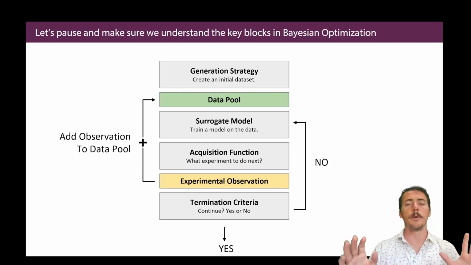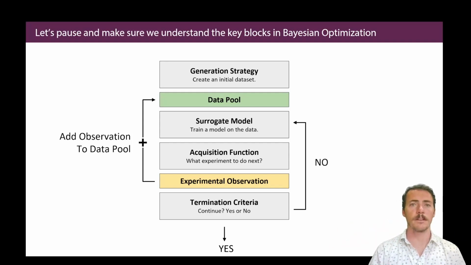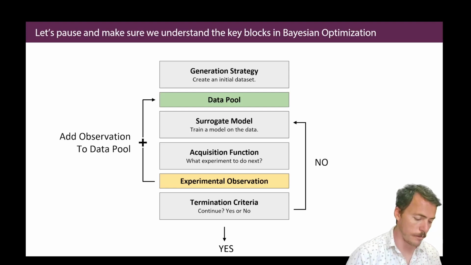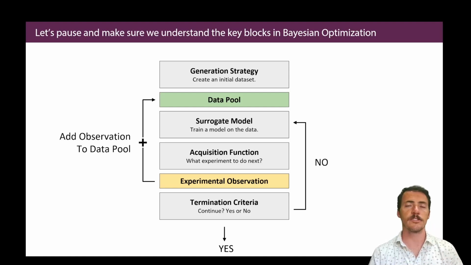Okay, let's pause for a moment and make sure that you understand all the different key blocks that go into Bayesian optimization. So first off, you have to have some sort of generation strategy for your initial data, whether that's random, quasi-random, whatever it is, some strategy for selecting data, and then you come up with that data, and now you've got a data pool.